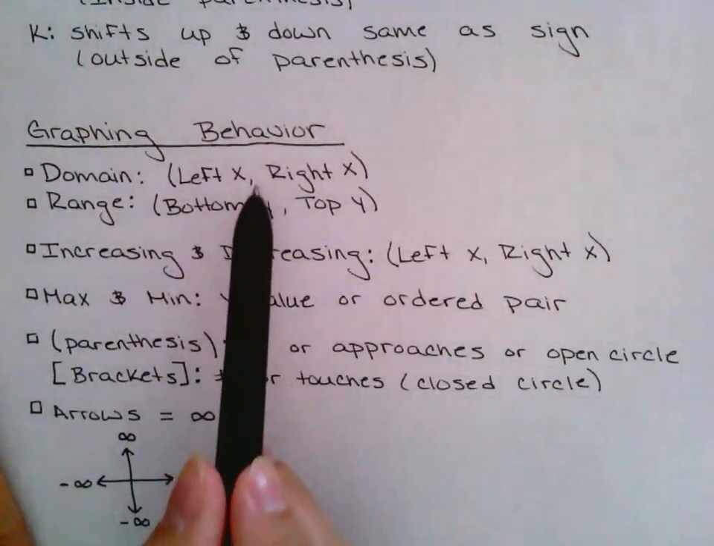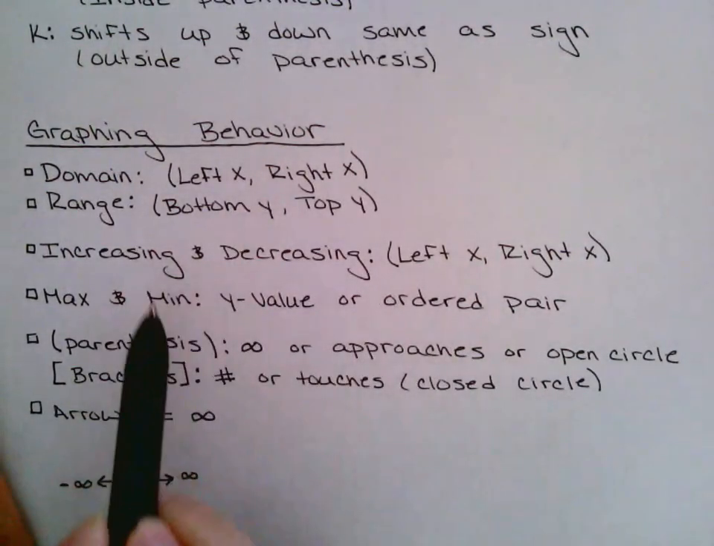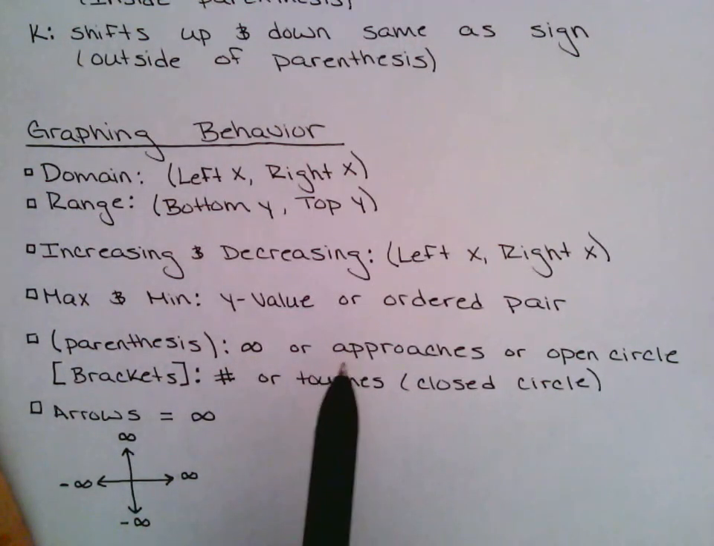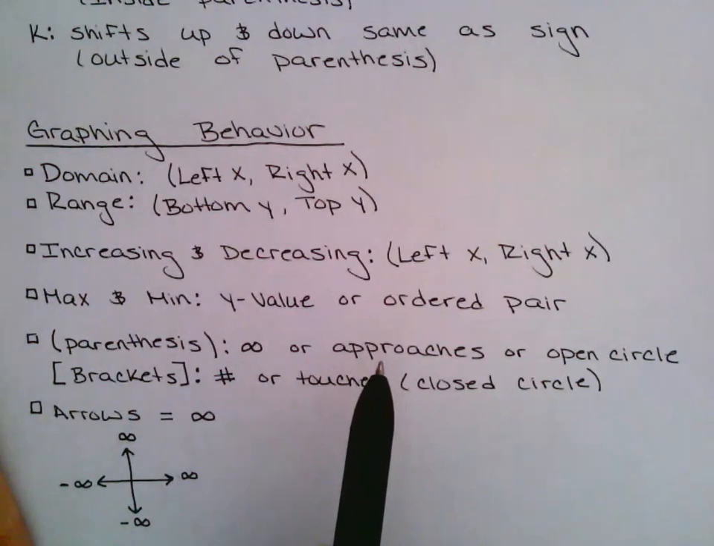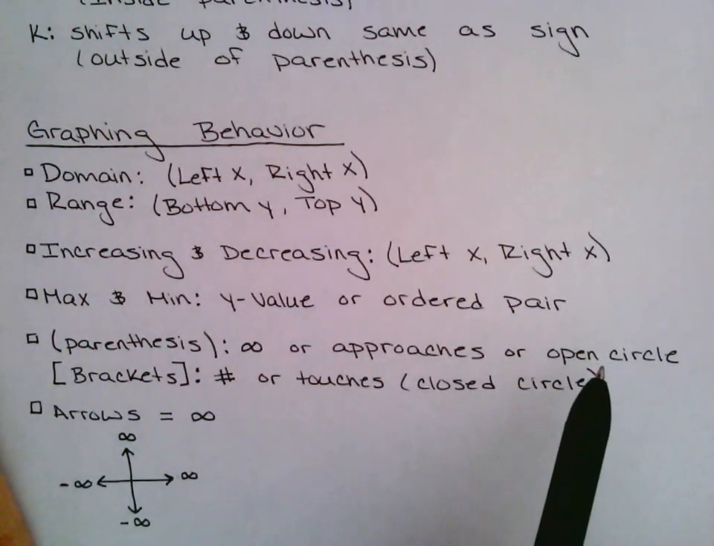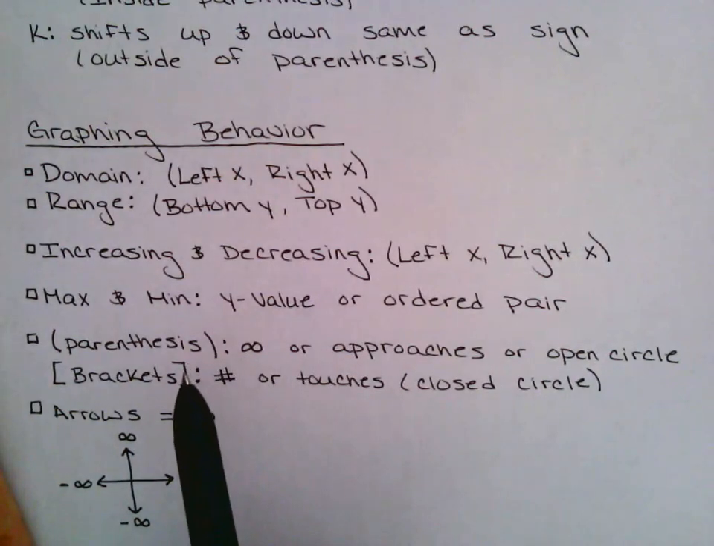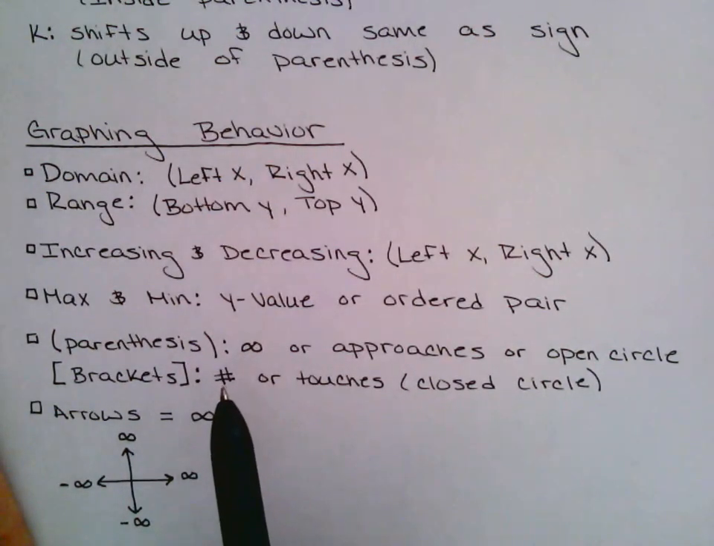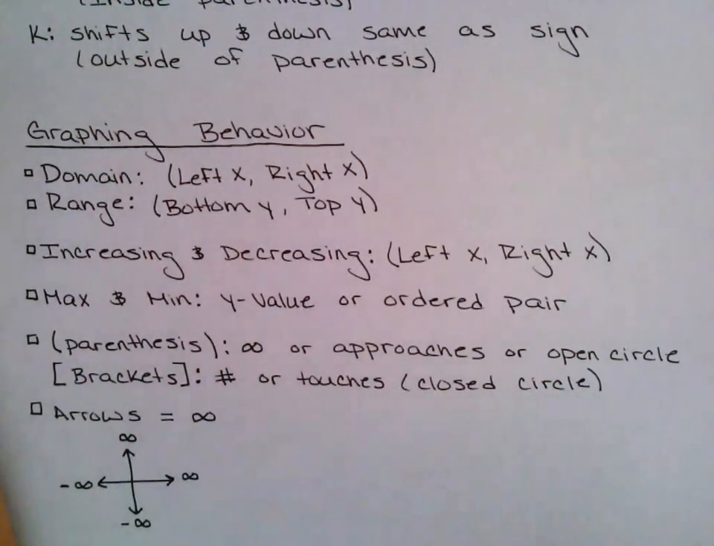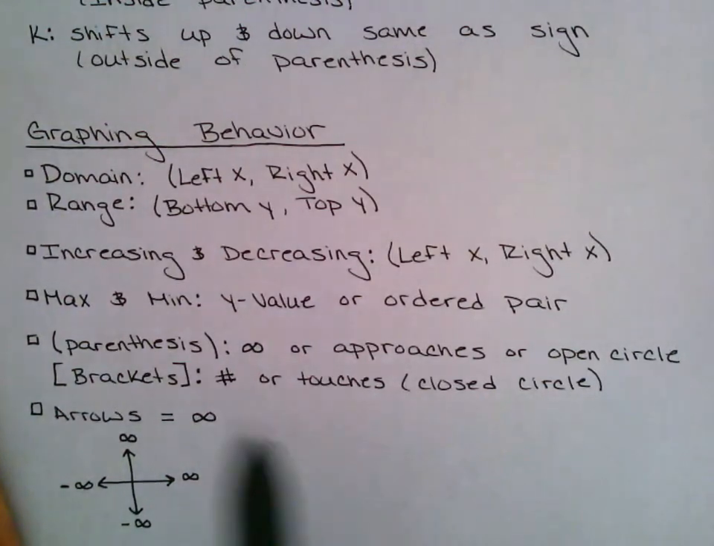So now, when to know when parentheses and brackets are used. Parentheses are used when we are talking that the function goes off to infinity, okay? Or that it approaches somewhere and doesn't touch it, which we said that happens with asymptotes, okay? Or if you have an open circle. We won't see much of that today, but that does happen at times, okay? Brackets are used when we touch an actual number or a closed circle, okay? So we are going to see examples of all of this in just a moment.